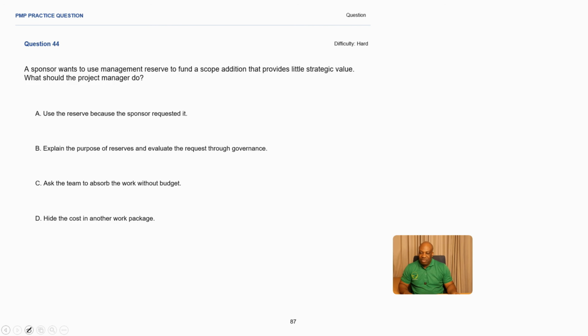Practice question number 44. A sponsor wants to use management reserve to fund a scope addition that provides little strategic value. What should the project manager do? Okay, so our problem statement is we have a sponsor who wants to use management reserves. There are normally two kinds of reserves, management or contingency. Contingency is for the team, management is for management funding. So they want to fund a scope addition that provides little strategic value. What should the project manager do?